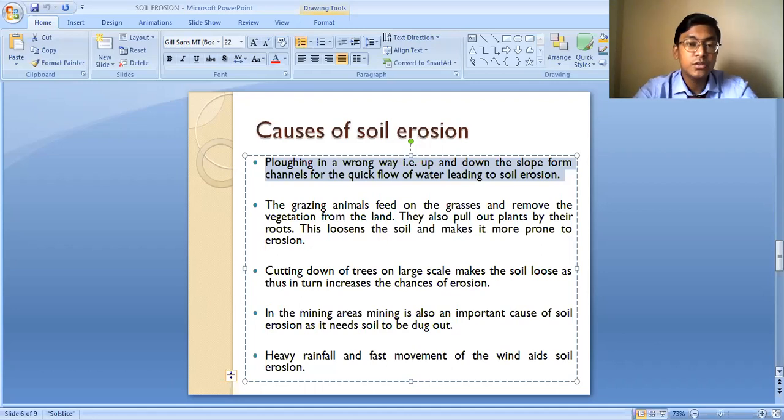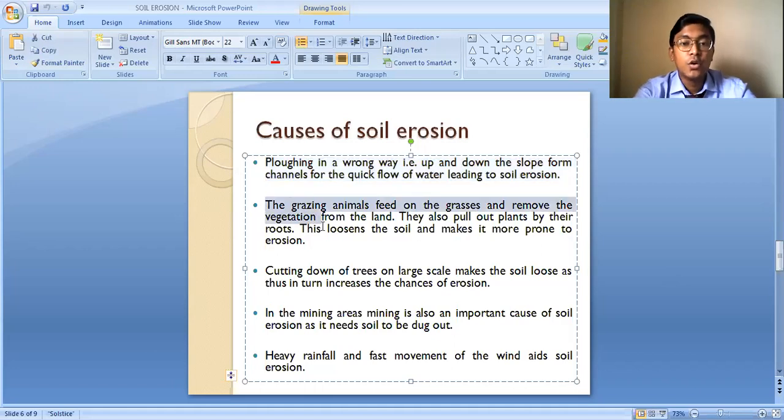Okay, so how can we reduce this soil erosion? Instead of plowing up and down, we can plow horizontally, so that to some extent the flow of the water can be restricted and it does not cause much erosion.